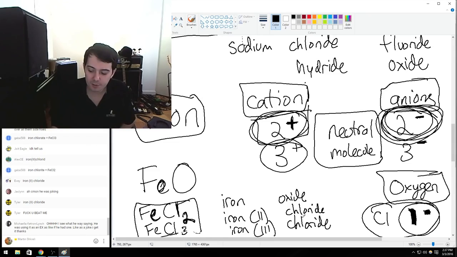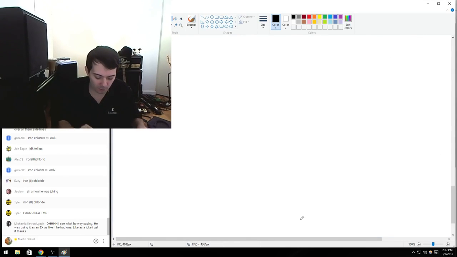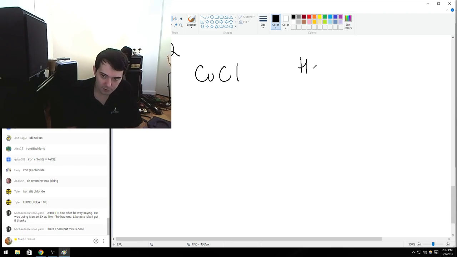Let's do some examples to make sure we understand this. The book, I'm on page 62. I think this is pretty important, so I want to do some of these examples. So it says, give us the systematic name for the following compounds.